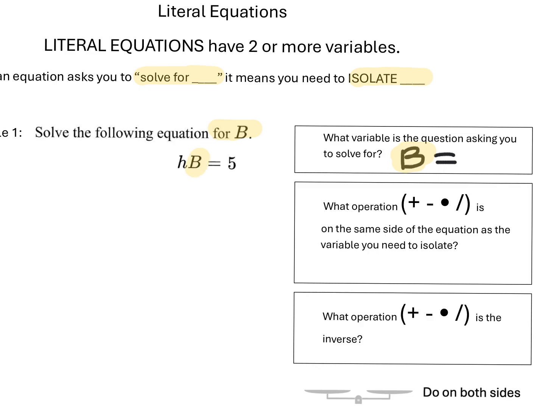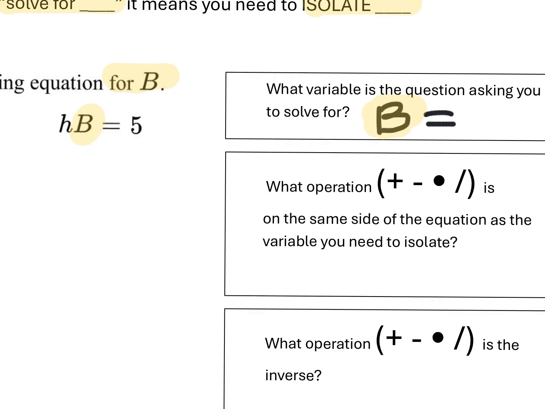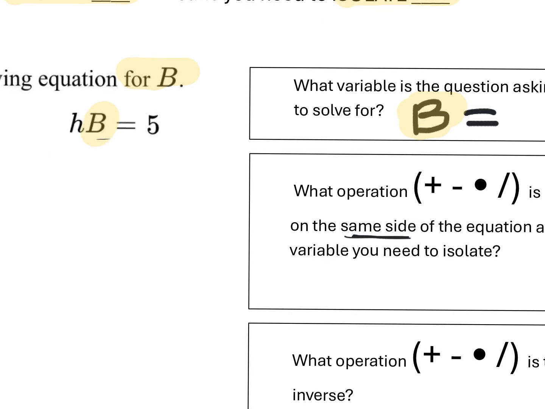So I always like to highlight the variable that I'm trying to isolate. And what that means is that it is going to stay where it is. That is the variable that I am not going to move. Now I'm going to turn my attention to the same side of the equation where the b is. And I can see that it has an h sitting next to it.